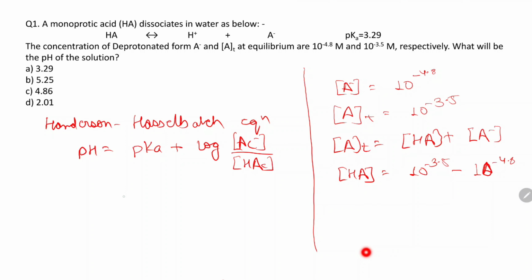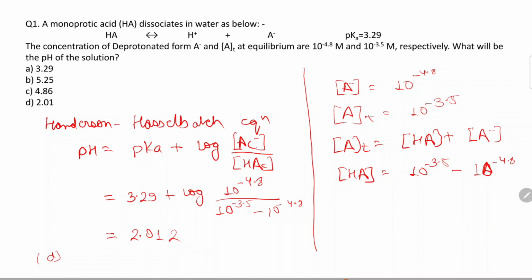So now we can write in the Hasselbalch equation, pH equals 3.29 plus log of A minus, which is 10 raised to power minus 4.8, upon 10 raised to power minus 3.5 minus 10 raised to power minus 4.8, which gives the final answer as 2.012. So D is the correct answer. So let's move to the next question.